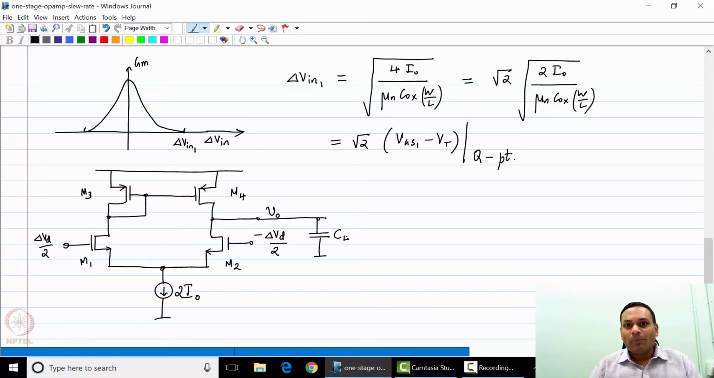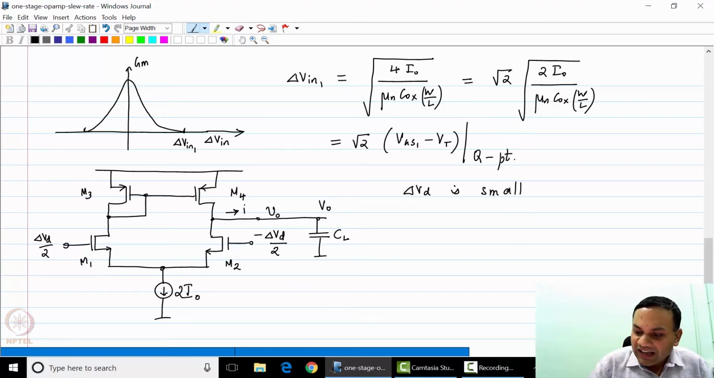As we have seen before, the op-amp normally drives a capacitive load because transistors present a capacitive load when seen from the gate. Let us say this output voltage is V0. Now, if I were to apply a differential voltage delta Vd, let us first start by assuming delta Vd is small. If delta Vd were small, I can calculate what I0 is.